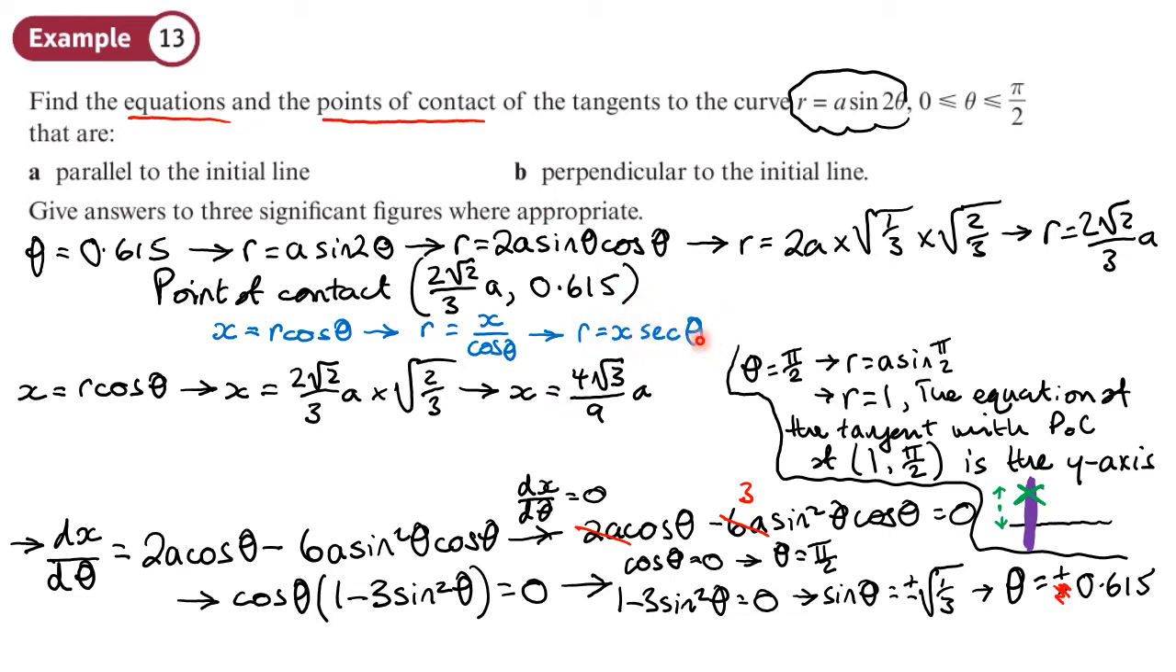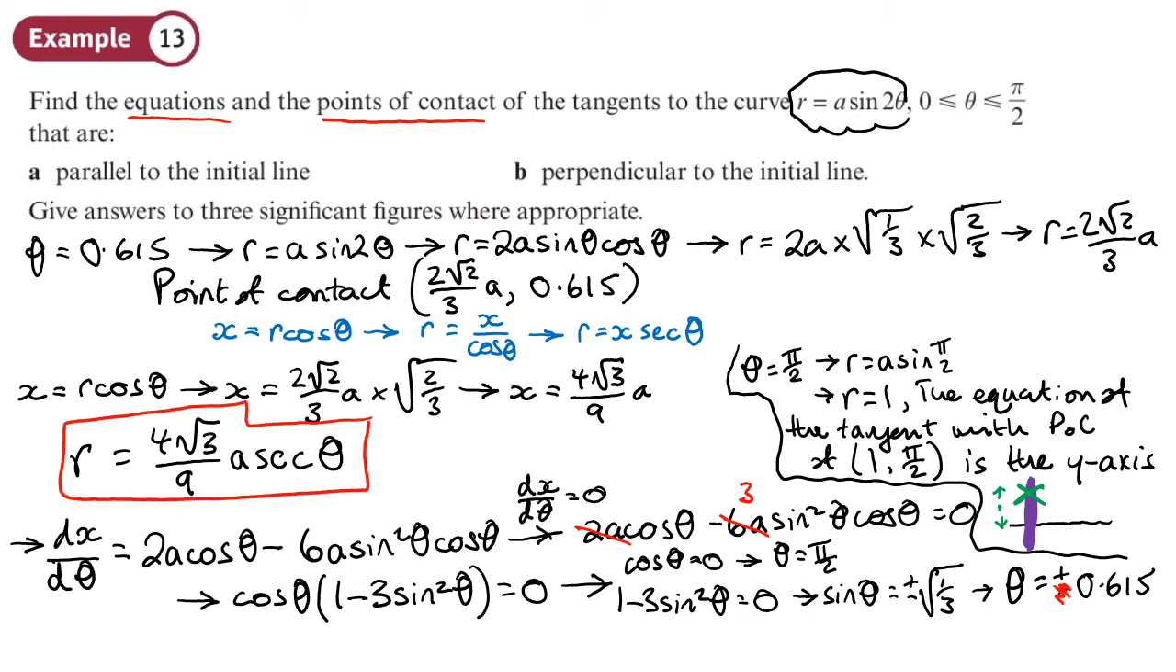So now the last bit, now we can write down the equation in this form, r equals x sec theta. So that will be r equals 4√3 over 9 a sec theta. So this now is the equation of that tangent with this point of contact. So it's quite a long question, quite a lot to do, but I've gone through it slowly so that you can understand exactly what's going on.